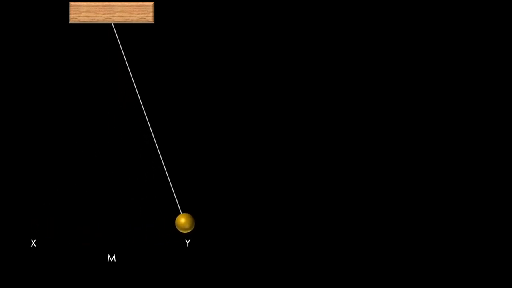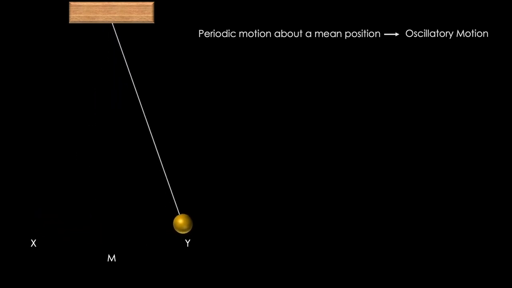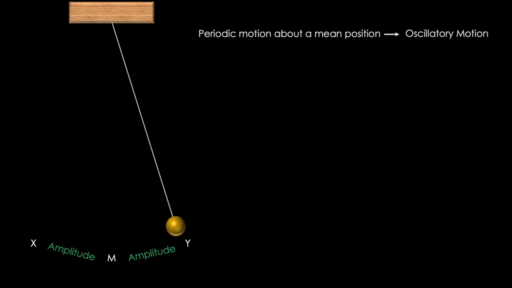Such a periodic motion of a body in which it swings or oscillates about a mean position is called oscillatory motion or simple harmonic motion. Now, the mean position is m and x and y are the extreme positions, which means that the maximum displacement of the bob is from m to x or m to y. So this distance is called the amplitude of the simple pendulum.